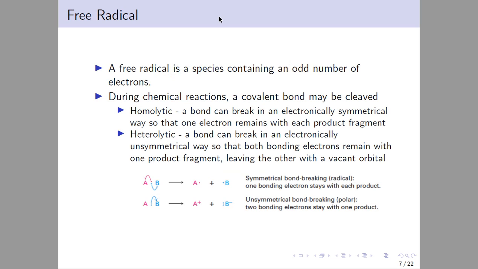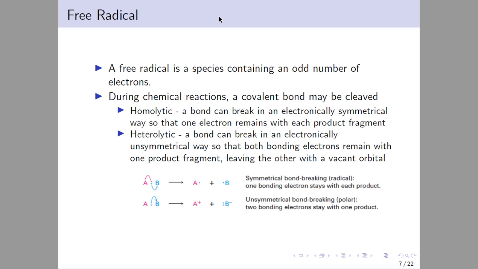The next one is the free radical. So what is a free radical? A free radical is a species containing an odd number of electrons, and this is a highly reactive species. We don't want to have free radicals moving around in our body, because they can sometimes produce cancer. So during chemical reactions, we have these two types.